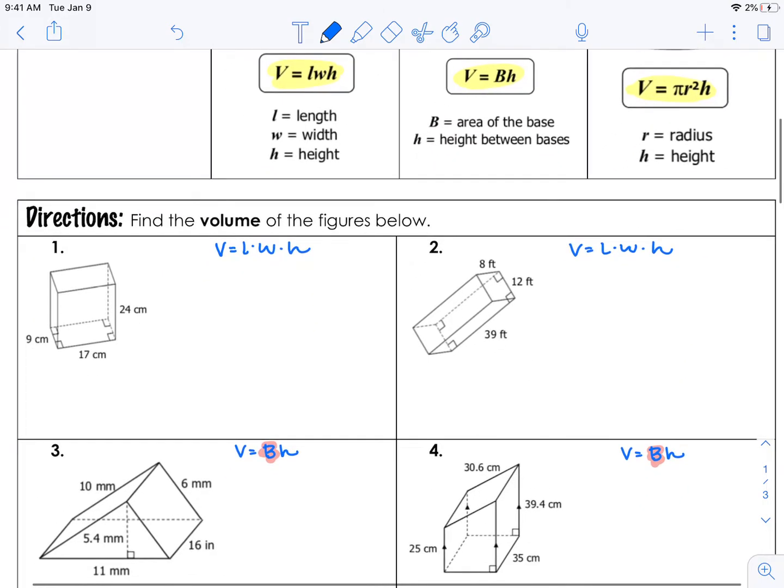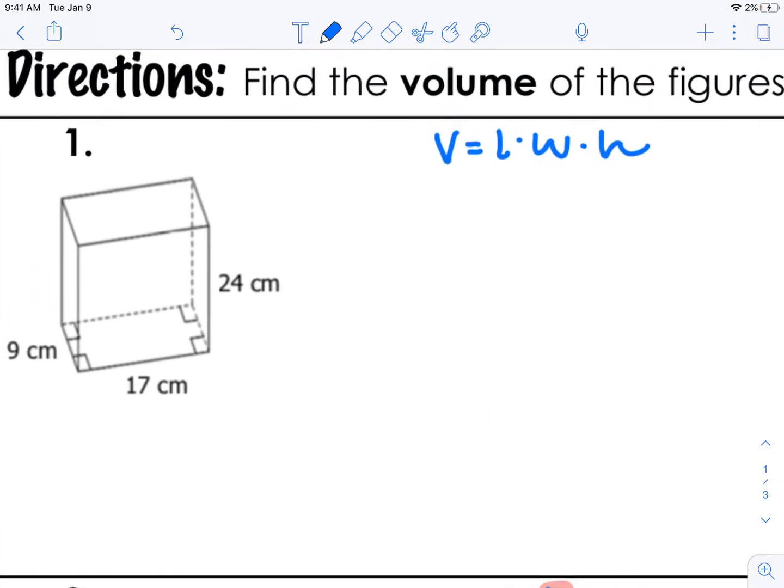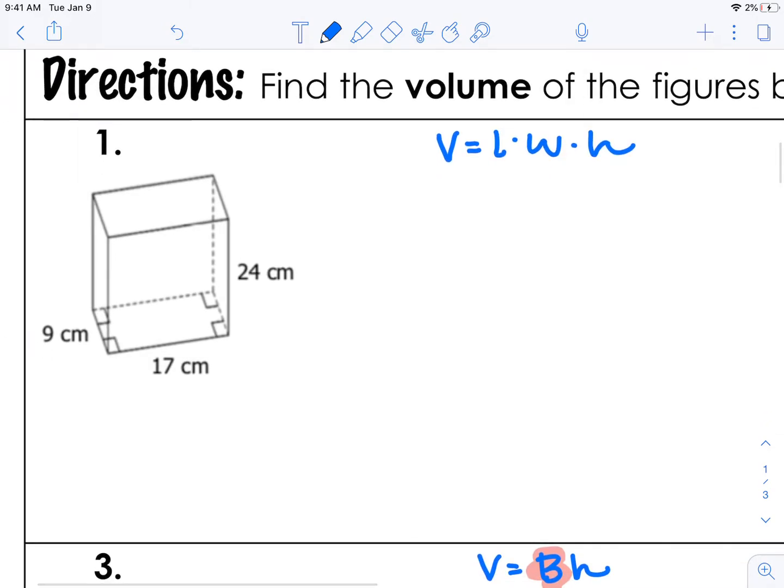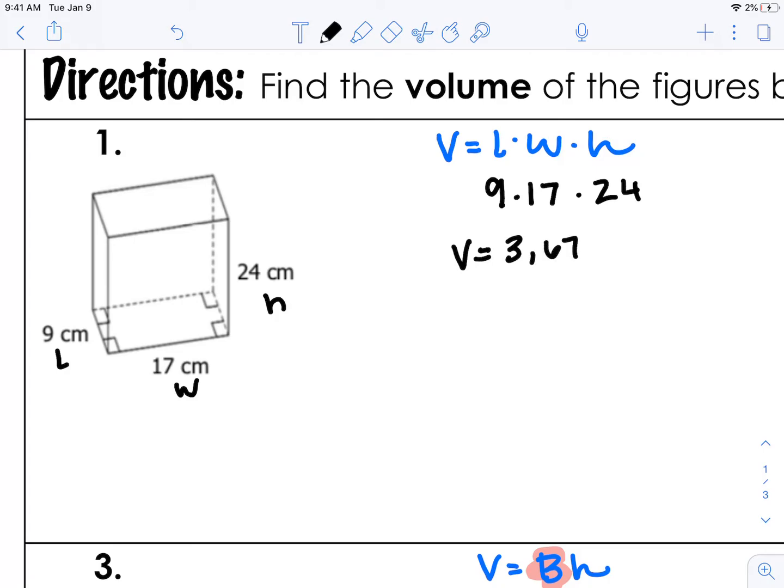Okay, so I went ahead and wrote all the formulas that we're going to use so y'all can see them a little bit better. The first one is a rectangular prism. So we just do length times width times height. So it's just 9 times 17 times 24. Put it in your calculator, and I get 3,672.